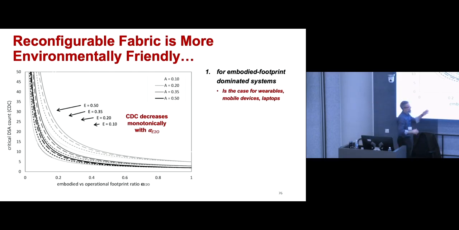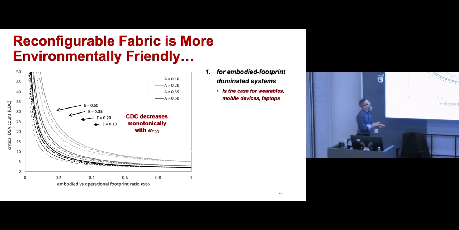As the embodied emissions are dominating, the CDC will decrease, meaning that replacing fewer DSAs with a reconfigurable fabric will be more sustainable. What we also note is that the curves are more sensitive to A than to E.